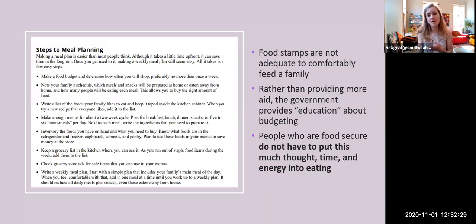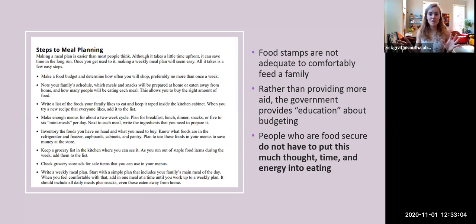Make a food budget, determine how often you'll shop, preferably no more than once a week. Write a list of foods your family likes and keep it taped inside the kitchen cabinets. Make enough menus for a 2-week cycle. Plan for breakfast, lunch, dinner, snacks, or 5 to 6 mini meals per day. Next to each meal, write the ingredients you need to prepare it. Inventory the foods you have on hand and what you need to buy. Know what you have in your refrigerator and freezer at all times. Plan to use these foods in your menus to save money. Write a weekly meal plan. Start with a simple plan that includes your family's main meal of the day. Check grocery store ads for sale items that you can use in your menus.